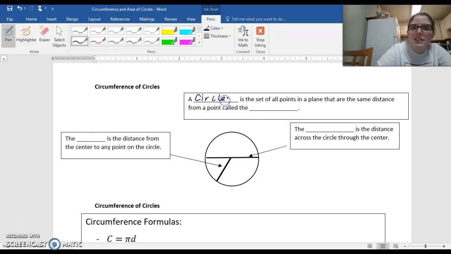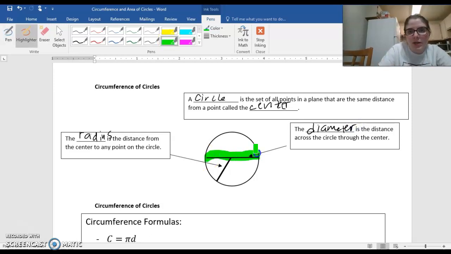A circle is the set of all points in a plane that are the same distance from a point called the center. The radius is the distance from the center to any point on the circle. The diameter is the distance all the way across the circle. So if you look, the diameter goes all the way across, and then the radius is just halfway.